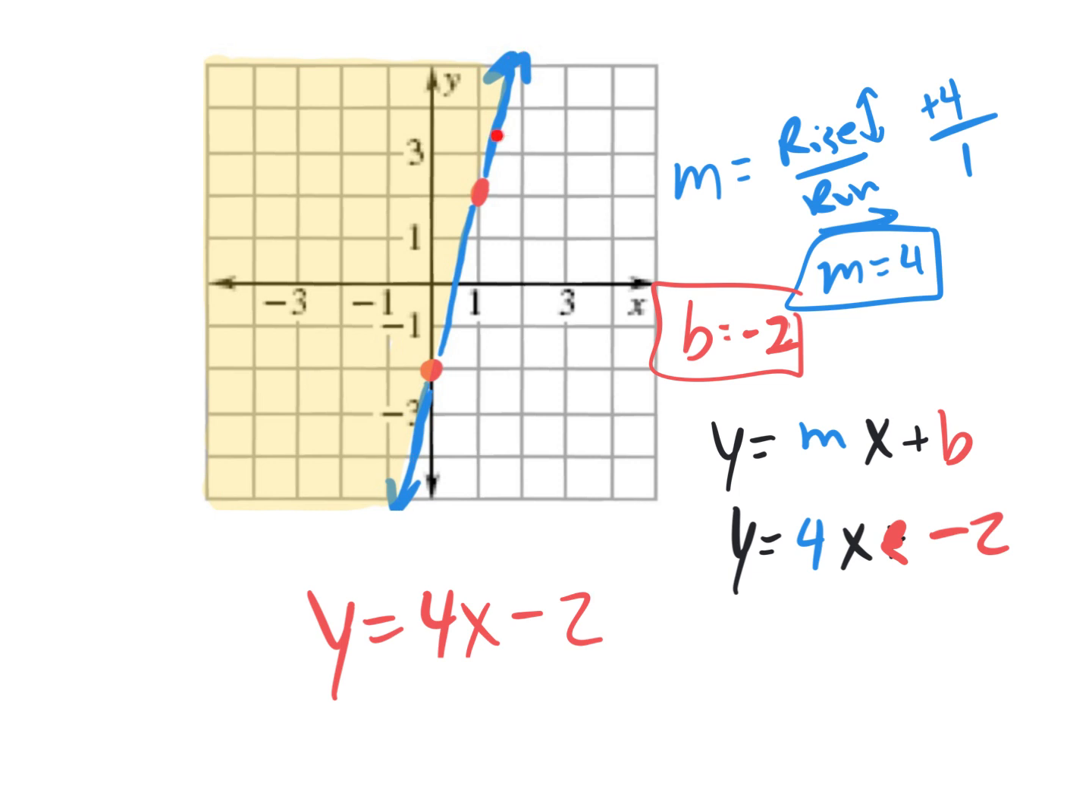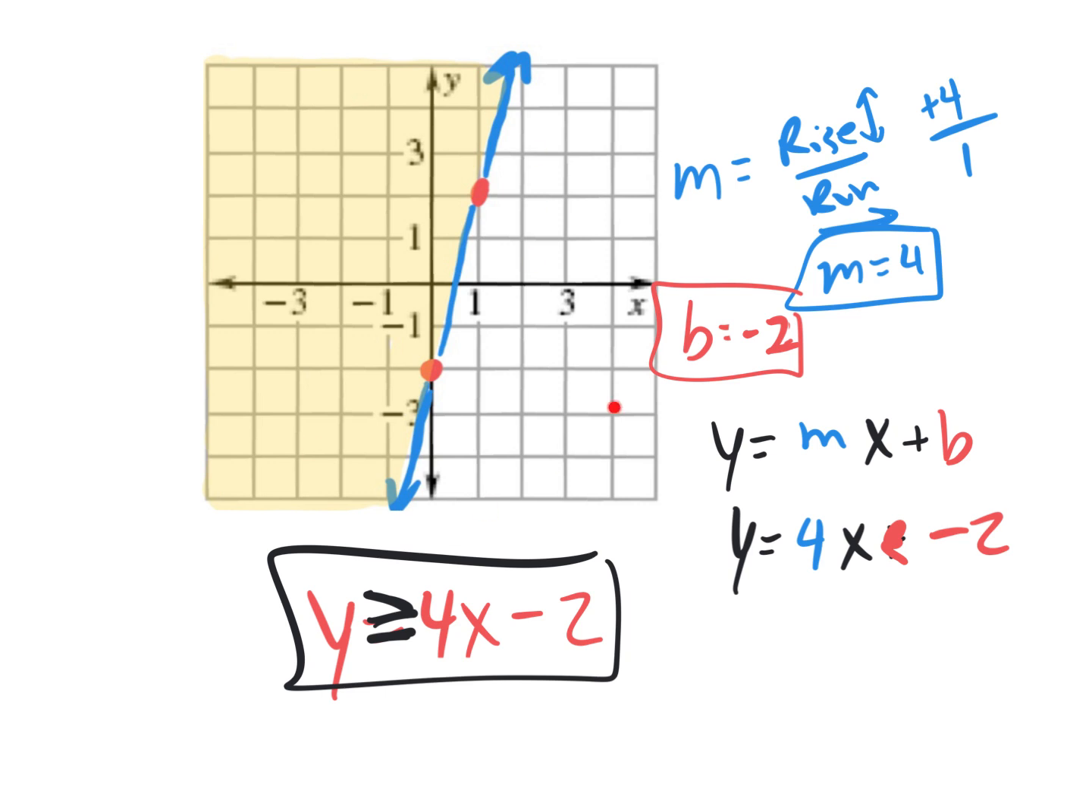Well, first of all, is this line solid or dotted? Solid, which means I do need a solid line underneath the inequality. And then, am I shading above the blue solid line or below the blue solid line? Above, which would be greater than. So this inequality will be a greater than or equal to. So I have created my inequality by looking at my graph and identifying the m and the b. Does that make sense? Okay.